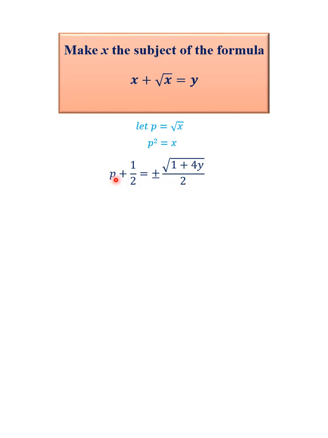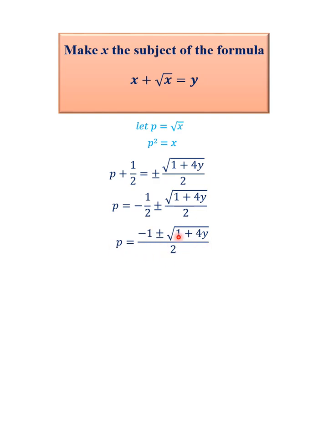To make p subject of formula, we need this positive half to cross to the right hand side and it becomes negative half. So that p will be equal to negative half plus or minus the square root of 1 plus 4y all over 2. 2 is a common denominator to both sides, so we can just write the numerator and divide everything by 2. So that p will be equal to minus 1 plus or minus the square root of 1 plus 4y all over 2, because 2 is a common denominator and we can have this.